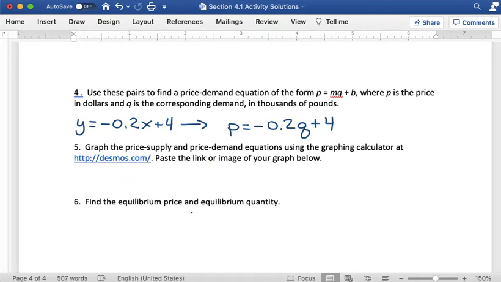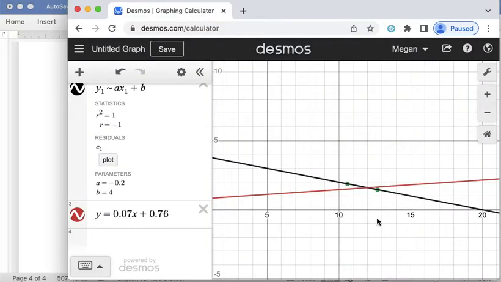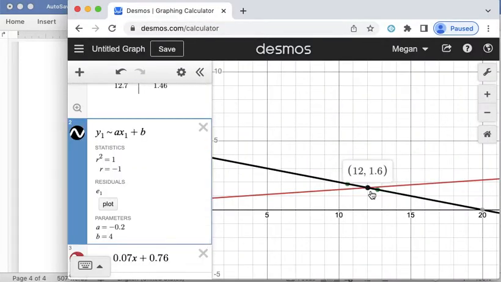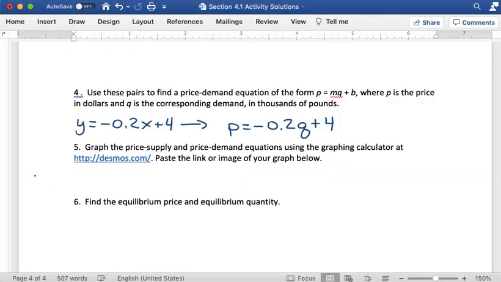And then finally, we're asked to find the equilibrium price and equilibrium quantity. So again, that is the point where the 2 lines cross. So looking at my graph, I can see where that is. The coordinates are 12, 1.6. So I'll write that down. And then I just need to identify which is which. So remember that quantity is going to be the x and price is going to be the y.